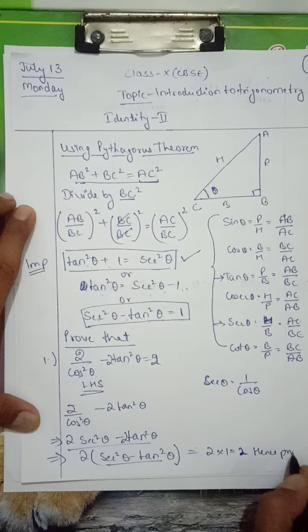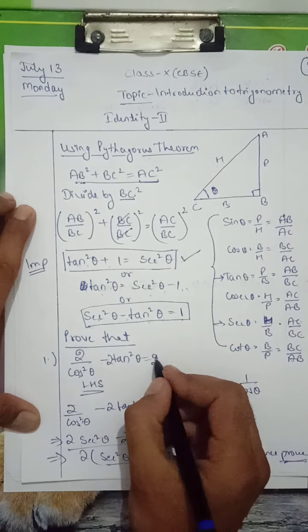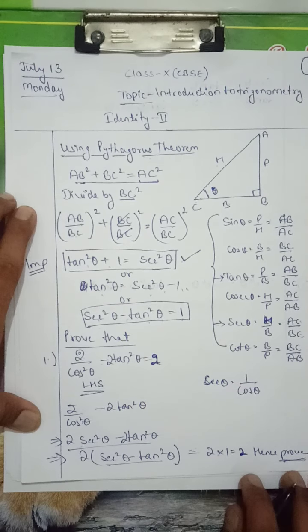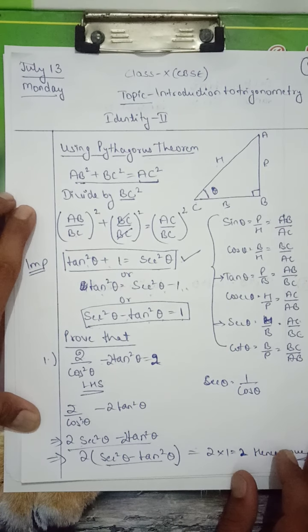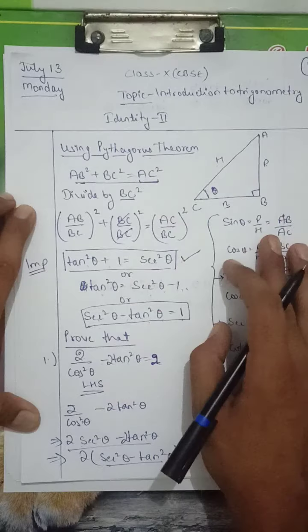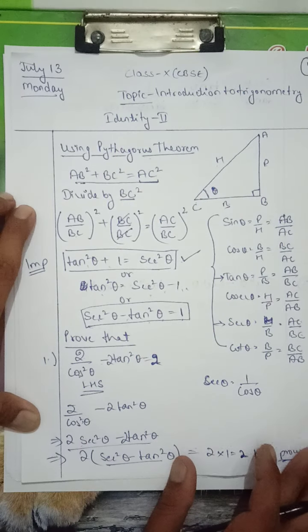Hence proved. Here 2, make a correction, here 2 is there. So this is how we are going to use this identity. Now keep this page in front of you while solving the question.